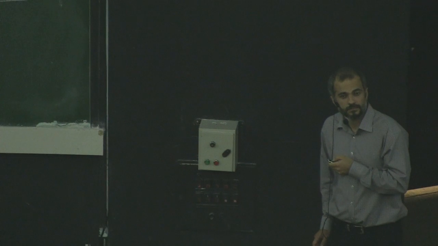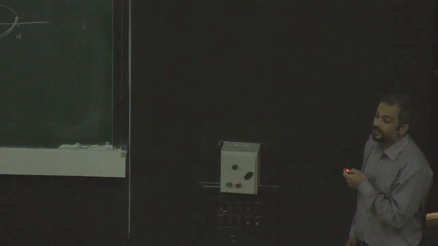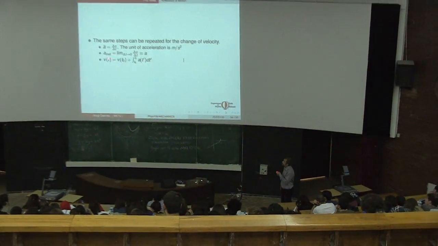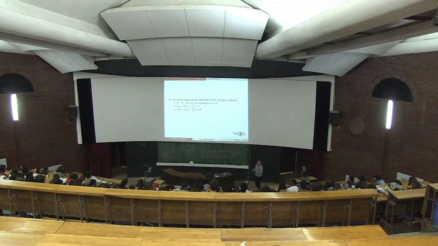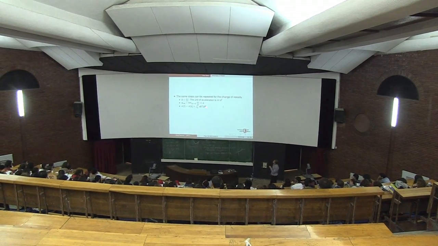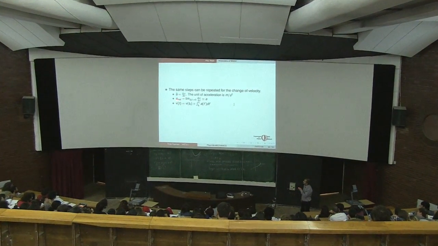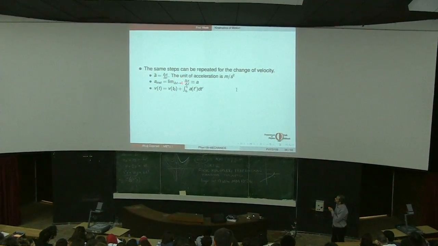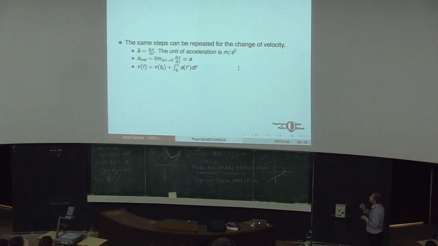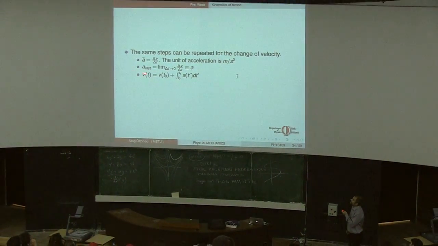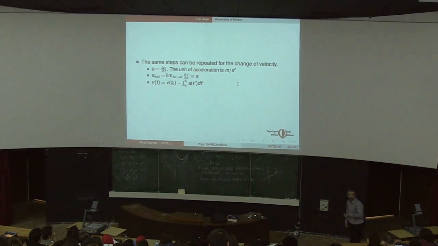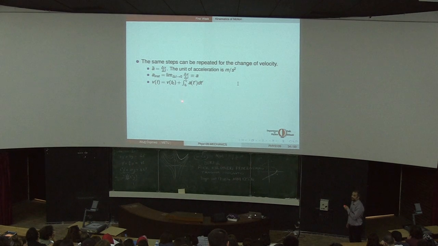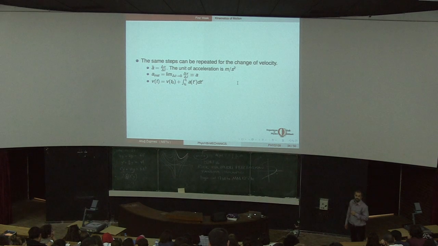In a given amount of time, in a time delta t, the average acceleration will be just the change in the velocity divided by the total time in which that change in the velocity has occurred. I can just take the limit as this delta t goes to 0. And in that case, I define the instantaneous acceleration. If I know the velocity, I can calculate the acceleration from the velocity. And this tells me how I can calculate the velocity given the acceleration.